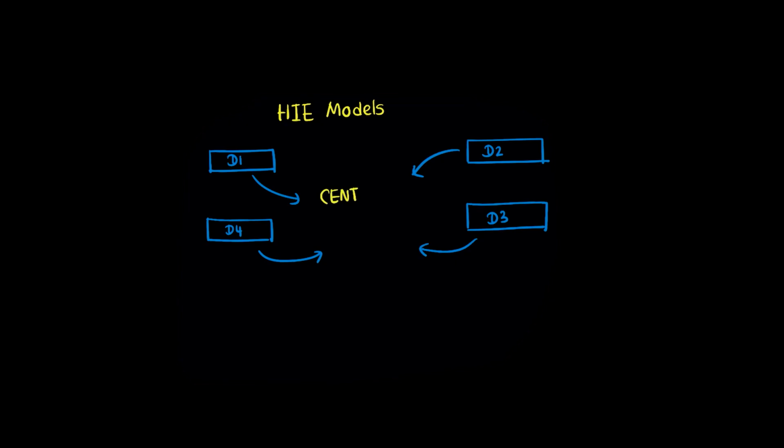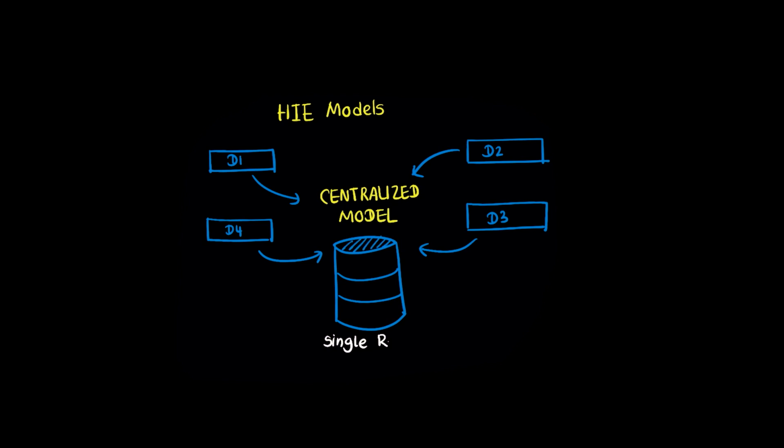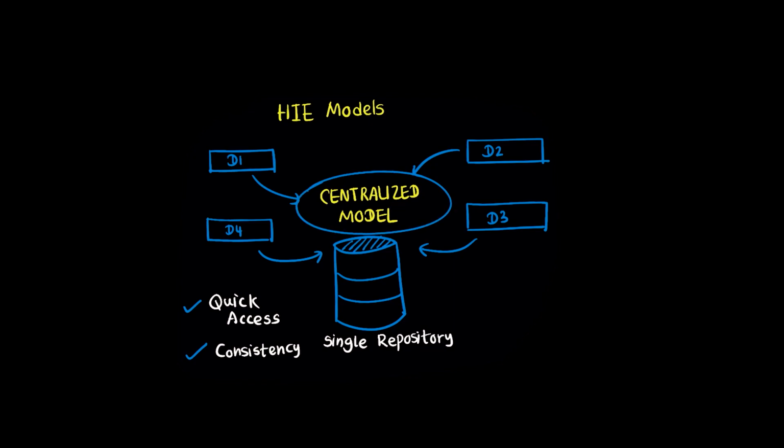This centralized model means all data resides in one shared repository, like a library where all books are in one building. Everyone goes to the same place for information, which differs from federated or hybrid models where data stays distributed across multiple locations. The centralized approach offers consistency, quick access times, and simplified management of the data infrastructure. However, it also means all eggs are in one basket, creating a single point of failure. The key advantage is providers always know exactly where to find complete patient information.